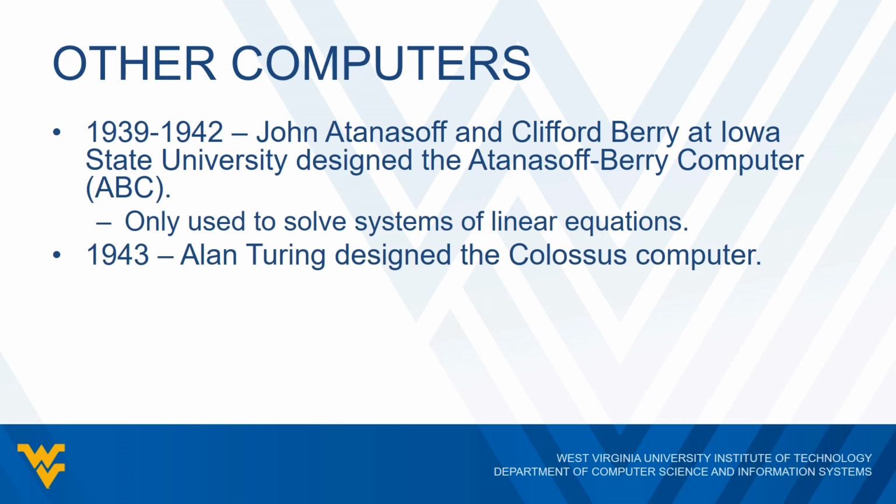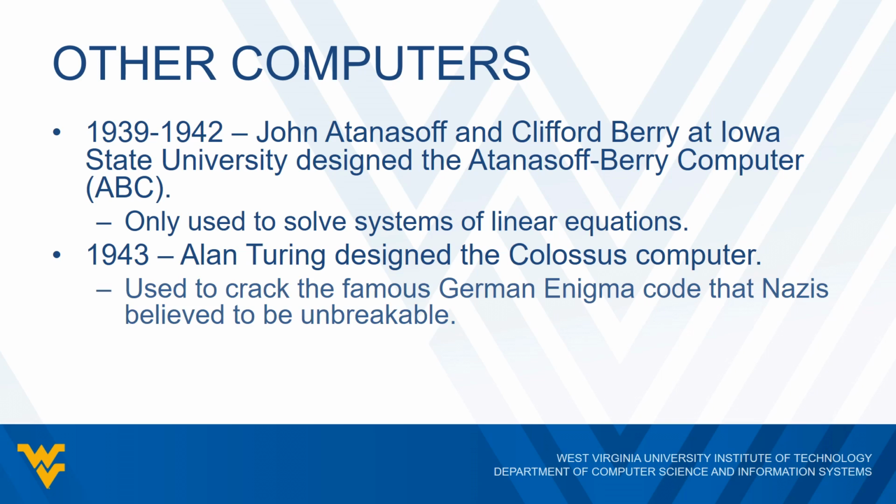In 1943, Alan Turing, who was one of the main figures in computer science, designed the Colossus computer. What's really interesting about this particular computer is it was used to crack the famous German Enigma code. The reason this was significant was that the Nazis believed that this code was unbreakable. So we showed them that, yeah, we can break it. The Colossus computer did take care of that for us.